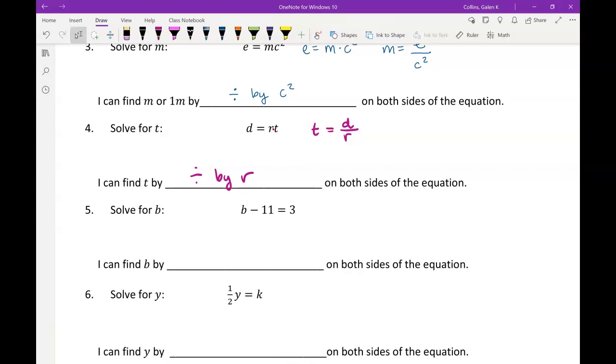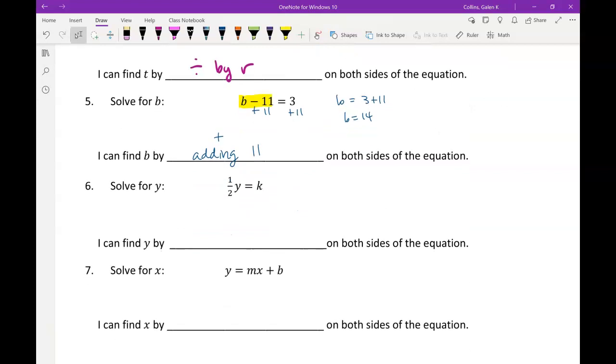All right, for number 5, if I solve for b, I notice that 11 is being subtracted from b, so the inverse of subtraction is addition. So I could find b by adding 11 to both sides of the equation. So again, when we do that, we get b equals 3 plus 11, and since those are constant terms, I can add those and get b equals 14.